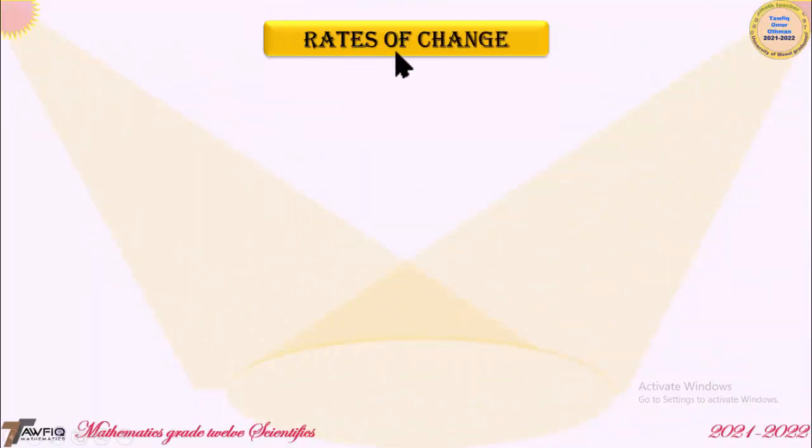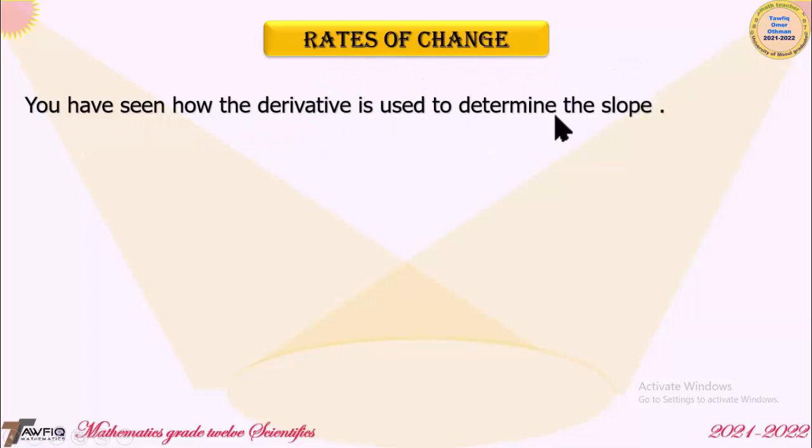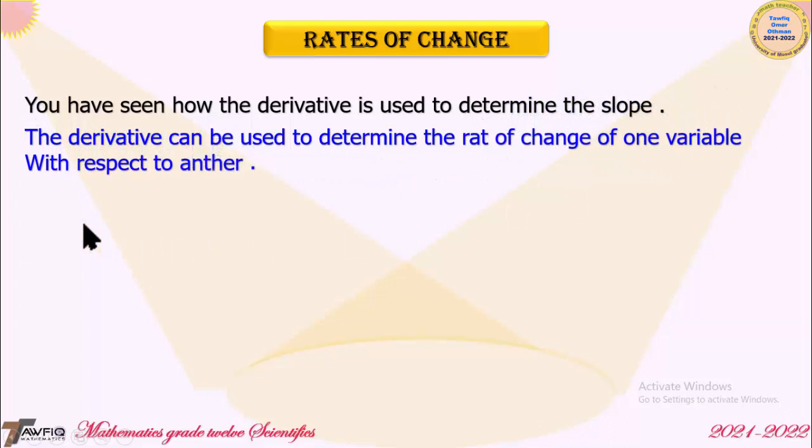Rates of change. We have seen how the derivative is used to determine the slope. The derivative can be used to determine the rate of change of one variable with respect to another.